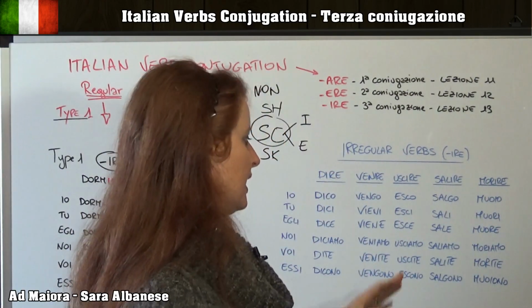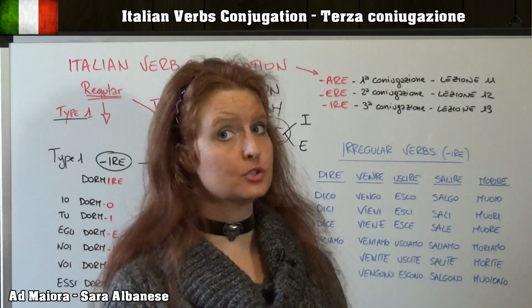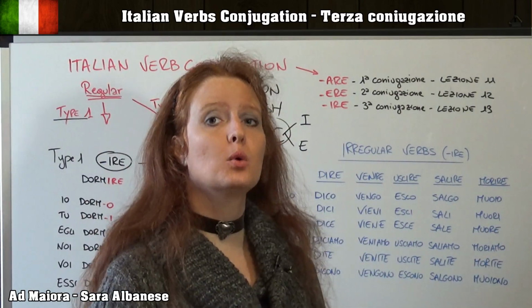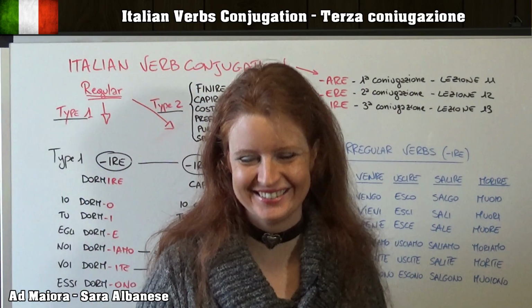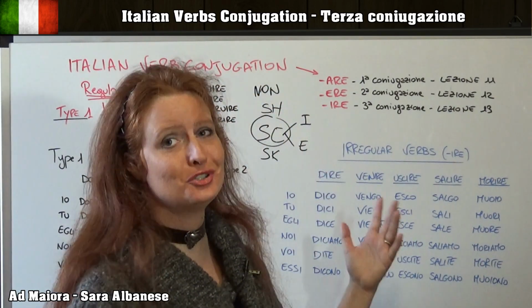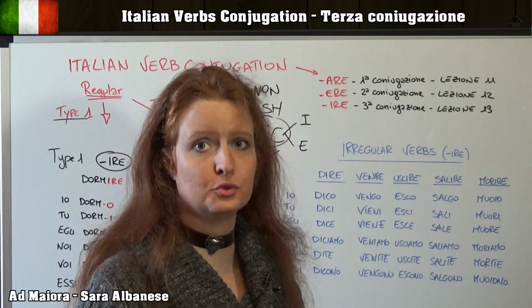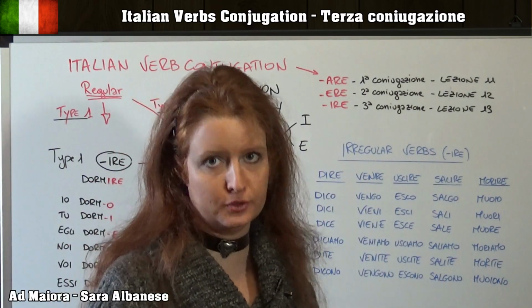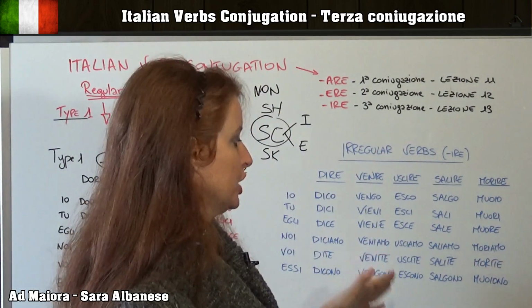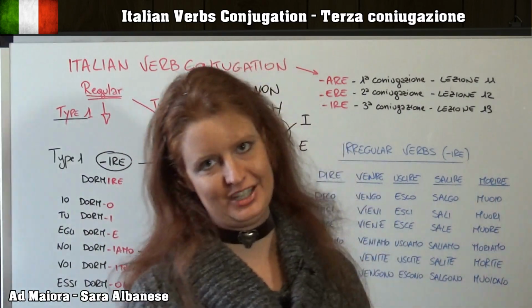But again, in the first and second persons plural, we have our U back, and so it's more similar to the infinitive form, to the original root of the verb, okay? It's usciamo, uscite, it's not esciamo, escite, okay?